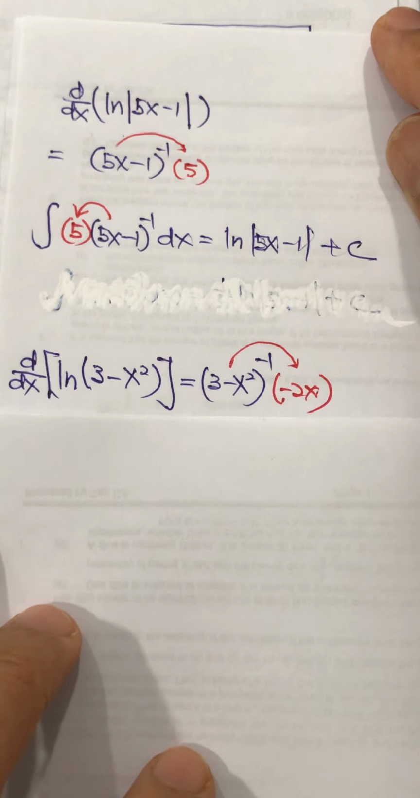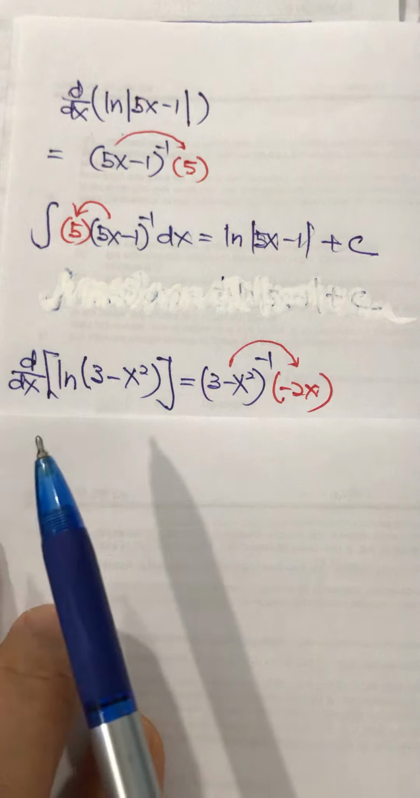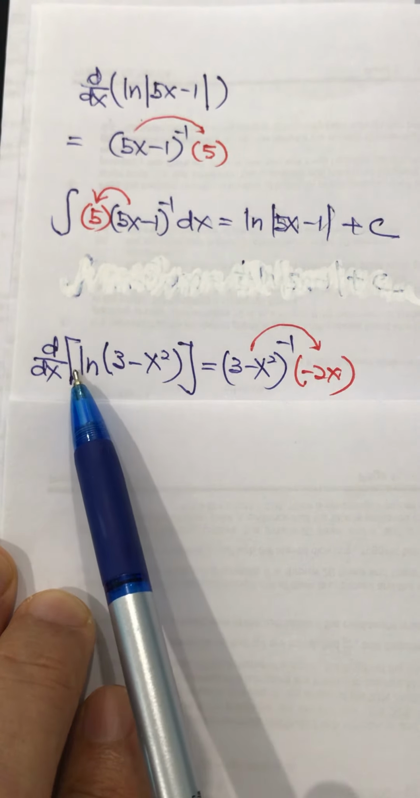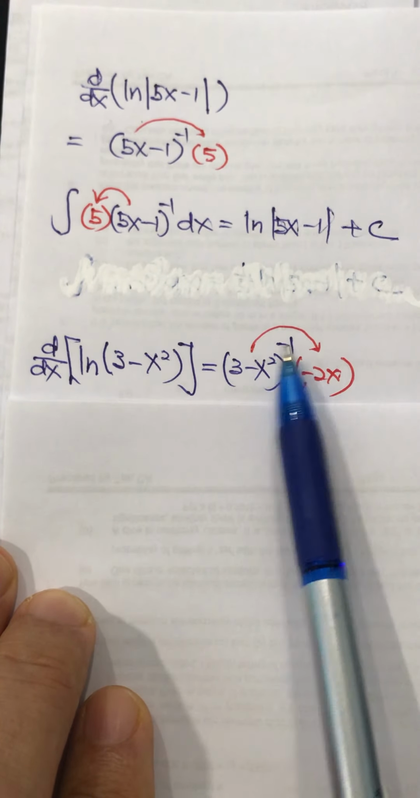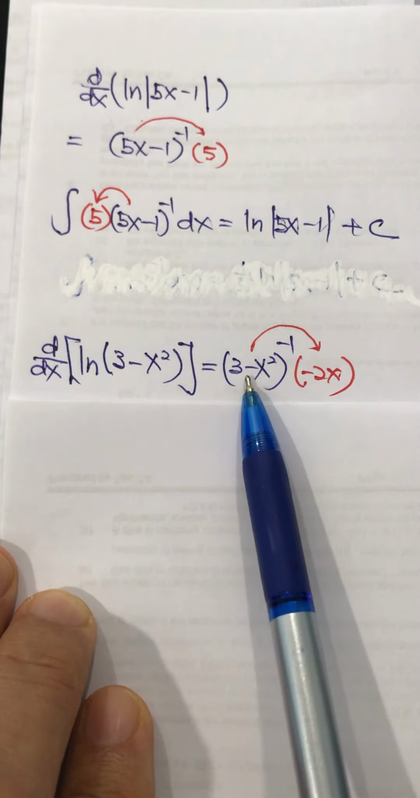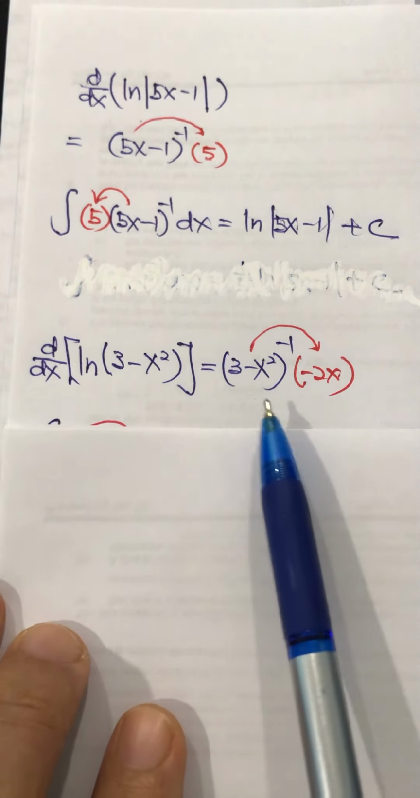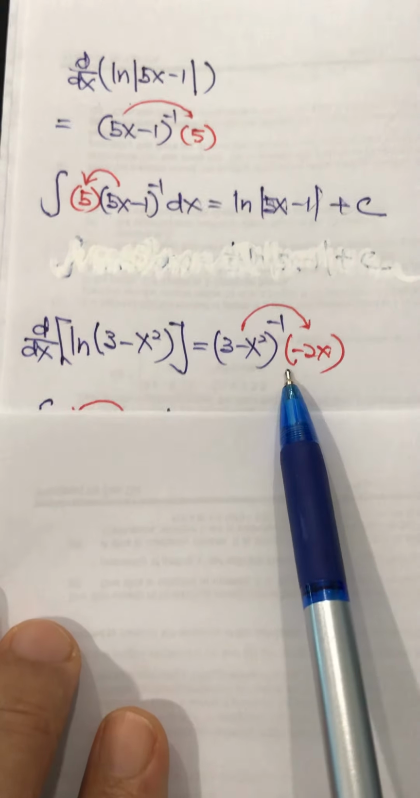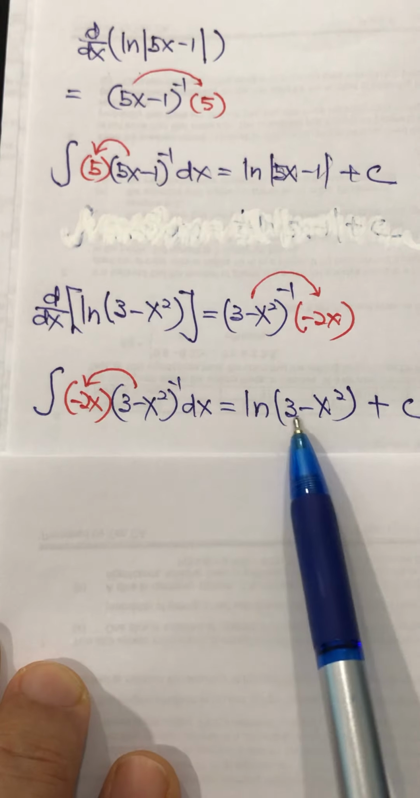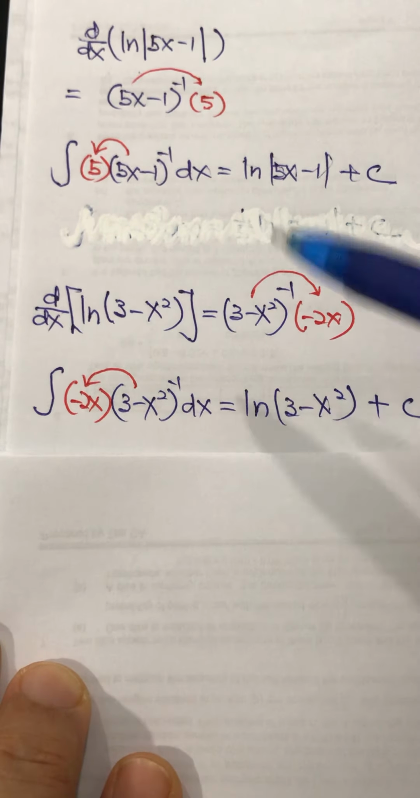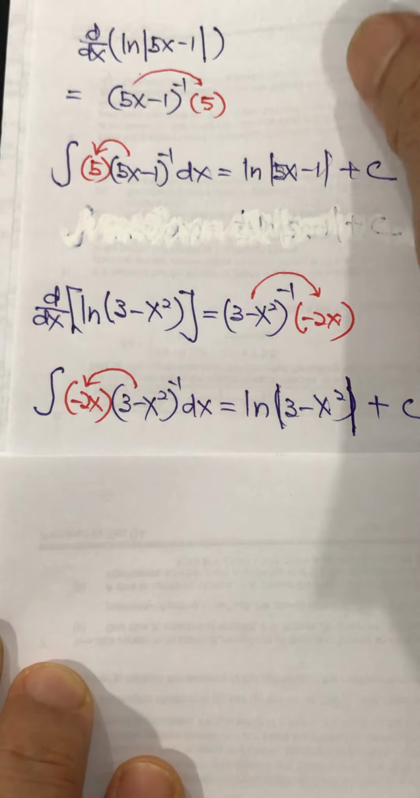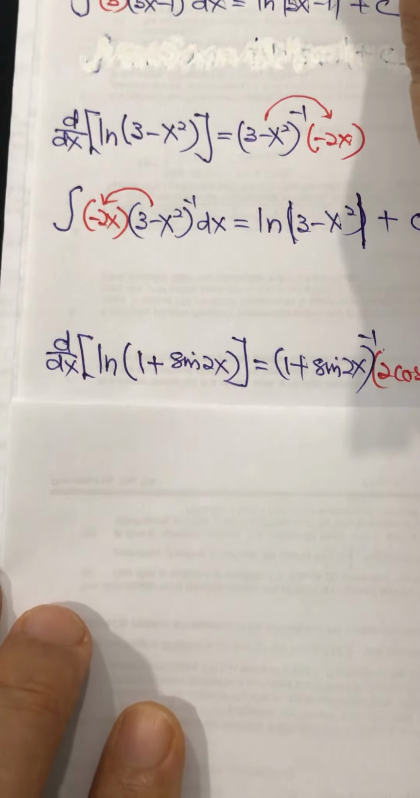Okay, next we look at this. Let's say I differentiate this ln of 3 minus x squared. I differentiate, I change the ln, I get negative 1, and then I differentiate this, I get negative 2x. Isn't it? The negative 2x comes from differentiating this. So that means if I integrate this negative 1 with negative 2x here, then I get this ln. And then here also must be modulus. This one also must be modulus. Okay, then plus c.